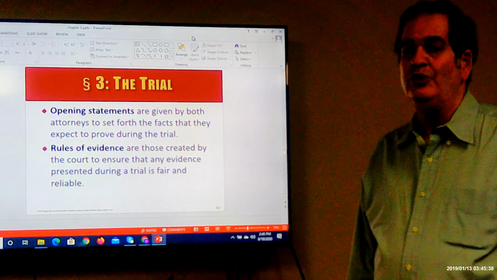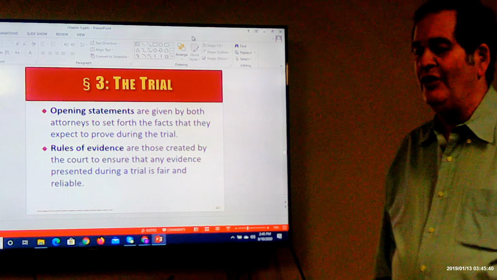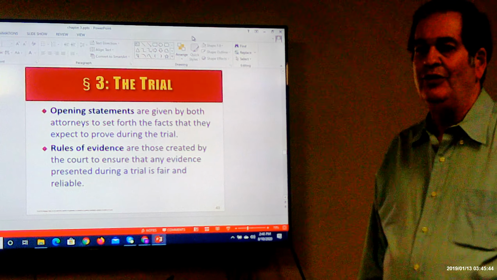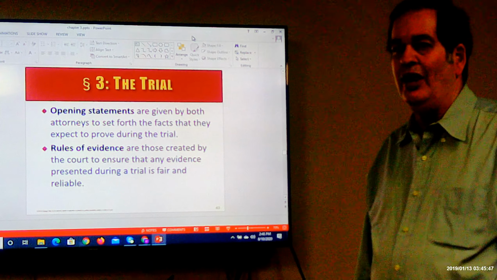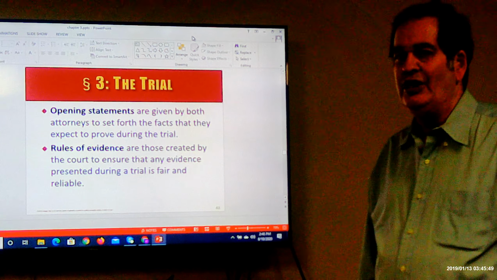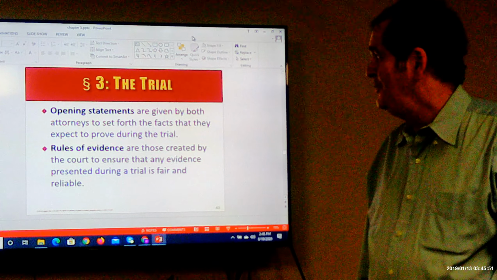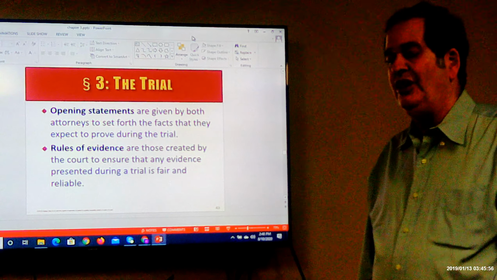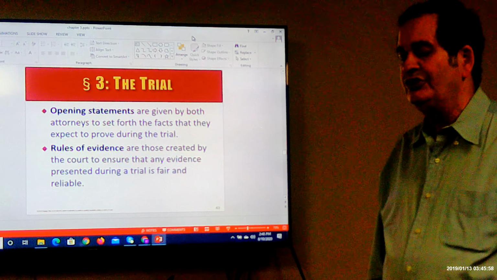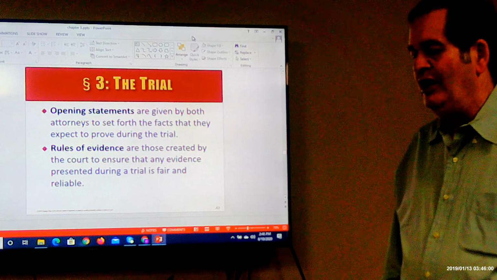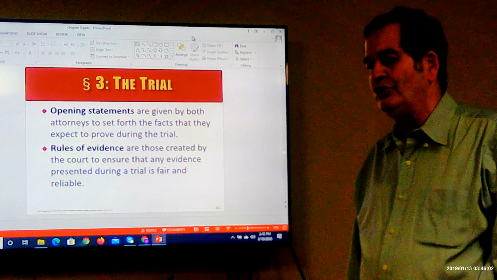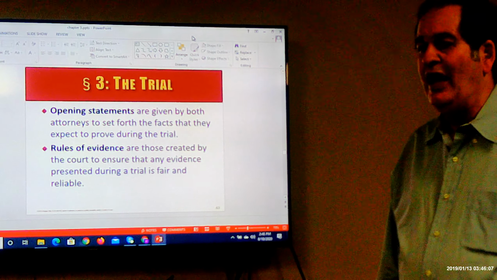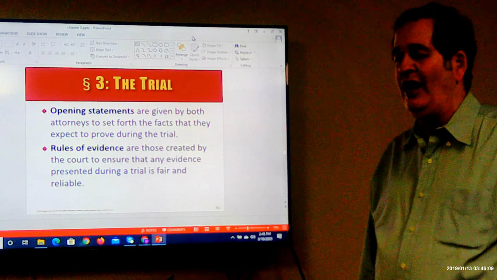Okay, the reason for that is we don't want the witnesses to hear what the other witnesses say, so that they can adapt their testimony to conform to what others have said. We want them to instead tell the truth. Okay, so then opening statements are given. The plaintiff goes first, and then the defense attorney can give their opening statement, or in some jurisdictions can wait and give their opening statement after the plaintiff has presented their evidence, their case.